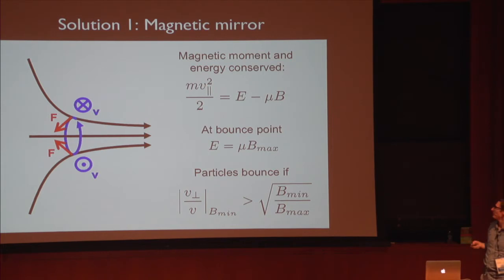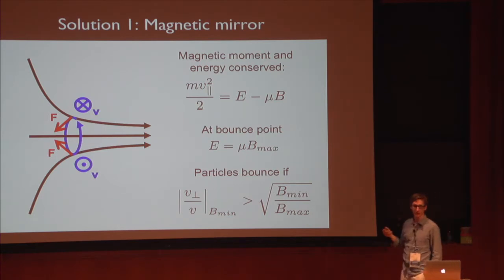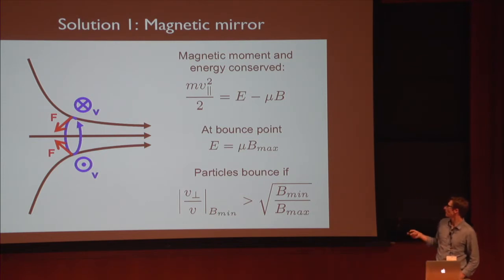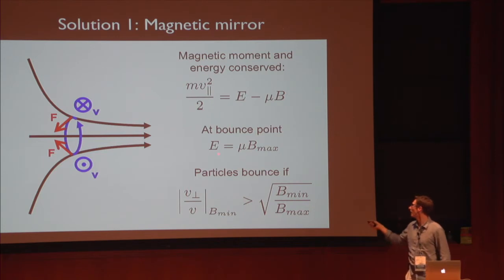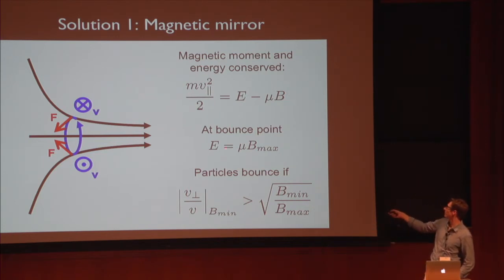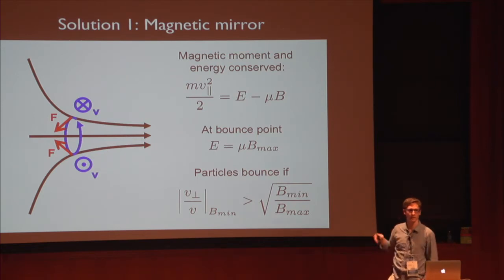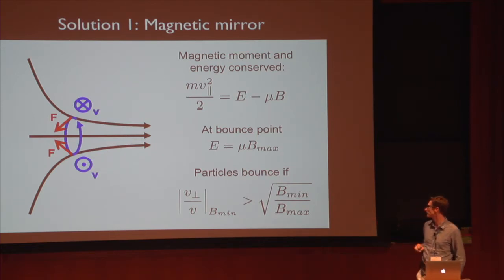So we can write the parallel speed of the particle in terms of its energy and its magnetic moment, which are both conserved along the particle's trajectory. And there we have the magnetic field, which is changing along the particle's trajectory. So whenever v parallel goes to 0, that's when the particle is going to bounce. And so at that point, the left-hand side is 0, and so you have a balance between energy and mu times the magnetic field at that bounce location. So I'll call that Bmax.